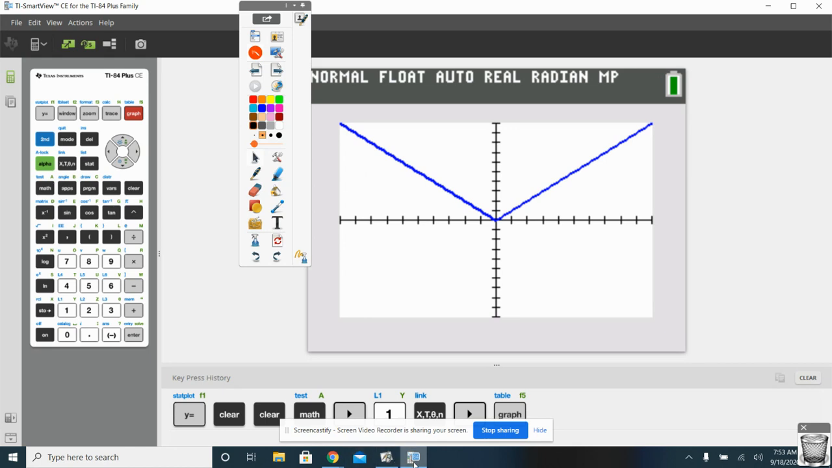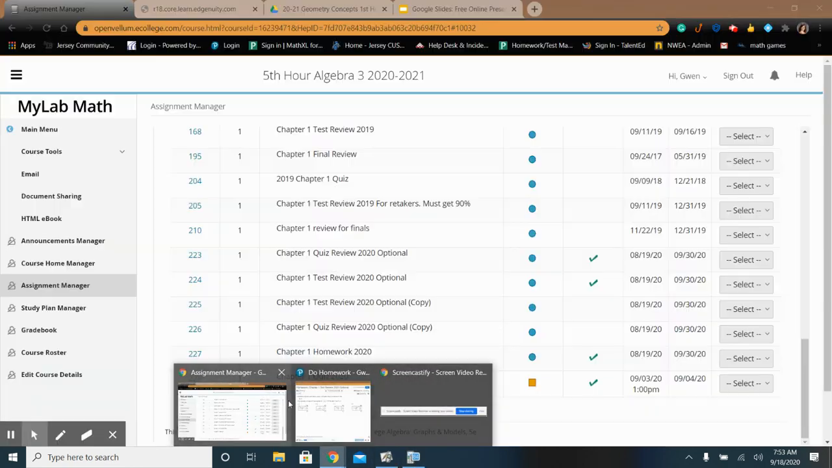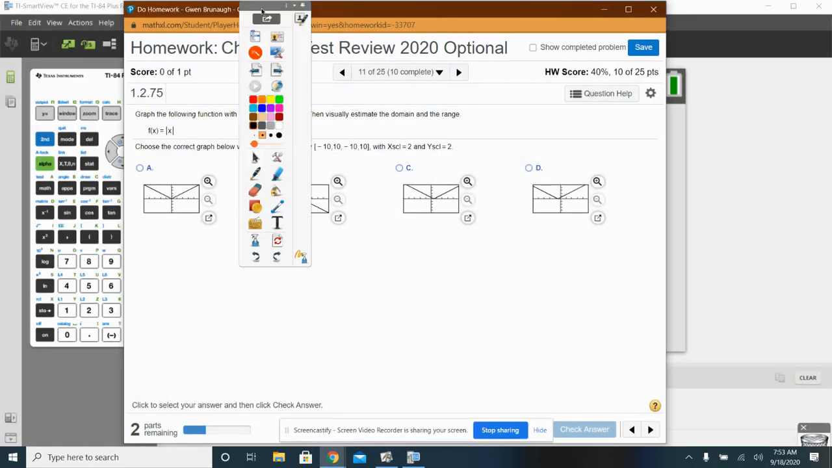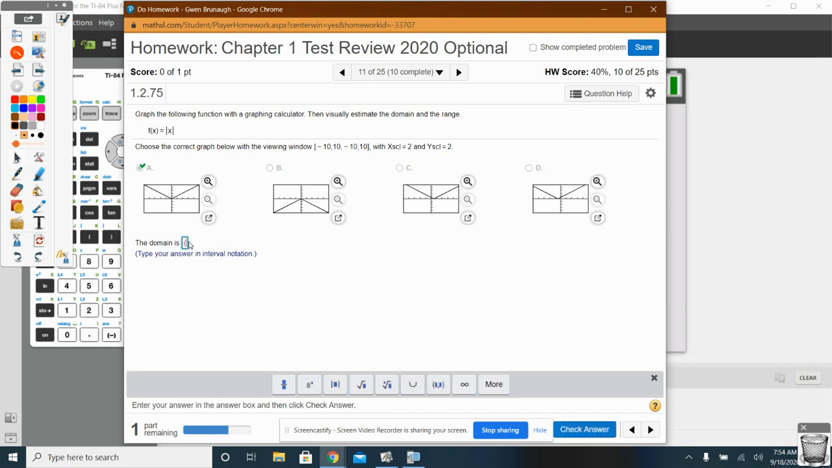We saw some different looking ones on the review earlier. I might do this problem twice actually to make sure you know which is the graph. This is the graph. What is the domain? Well, there's no risk factors for absolute value. So the domain is negative infinity to positive infinity.